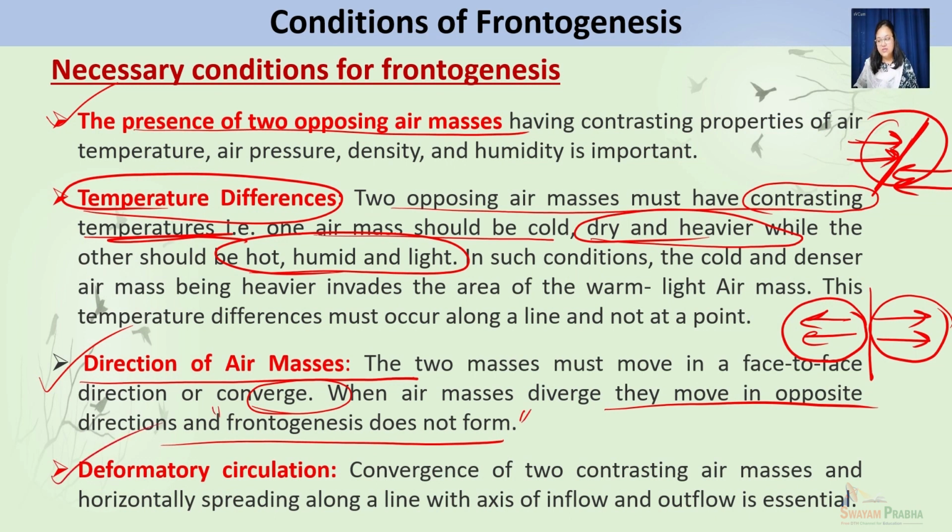Along with all these conditions, the deformatory circulation is also a very important and necessary condition for frontogenesis, which involves the convergence of two contrasting air masses and horizontal spreading along a line which is called the axis of outflow or axis of dilation. We'll discuss this in another slide. The other axis is called the axis of inflow. So while these two air masses are converging together, they should converge in a manner that there is an excess of outflow and then an excess of inflow. This type of air circulation is most favorable for the formation of fronts and frontogenesis. So these are the four most important conditions required for the formation of fronts.